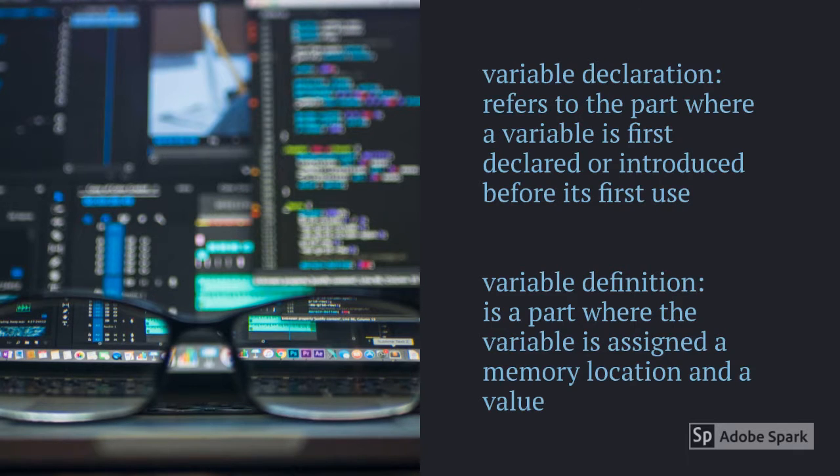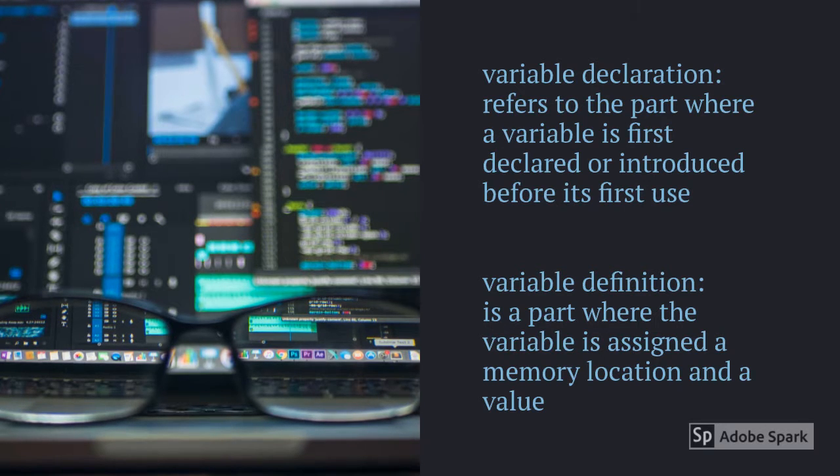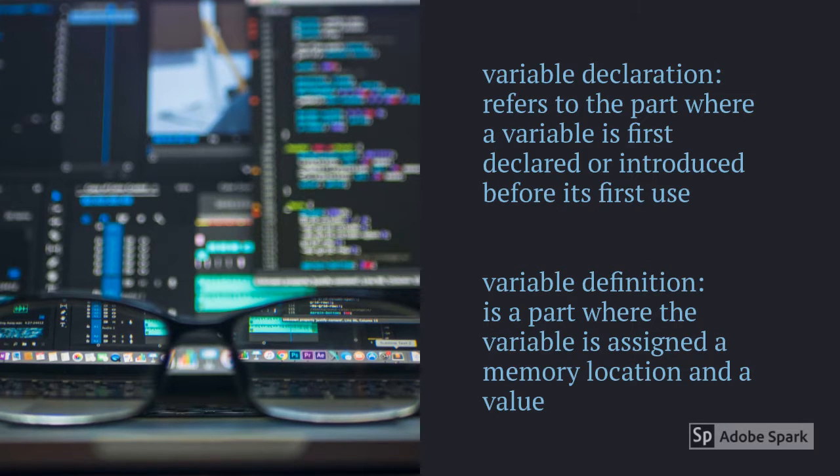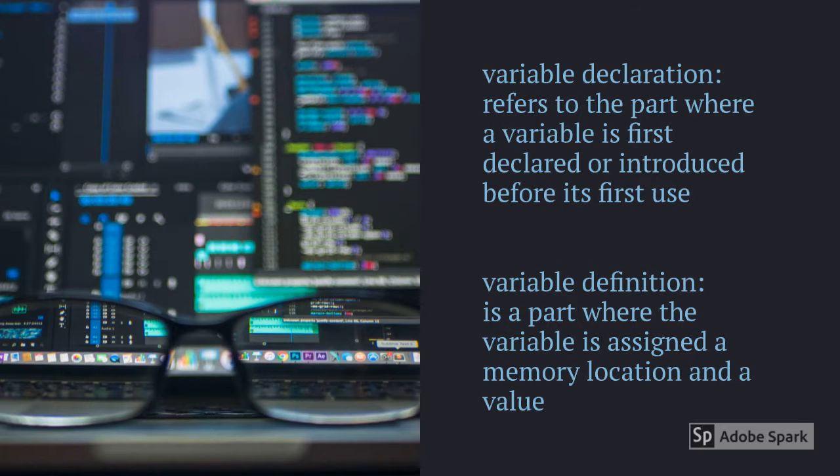We have variable declaration and variable definition. The variable declaration refers to the part where a variable is first declared or introduced before its first use. A variable definition is a part where the variable is assigned a memory location and the value. Most of the times, variable declaration and variable definition are done together.